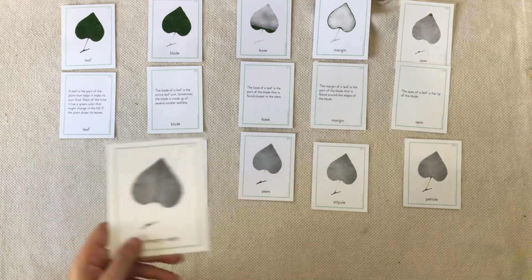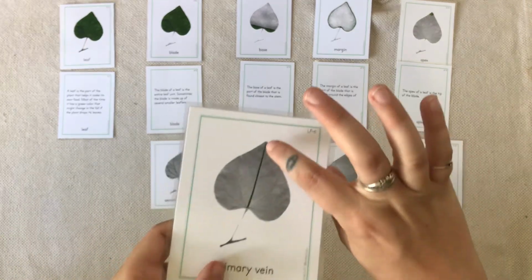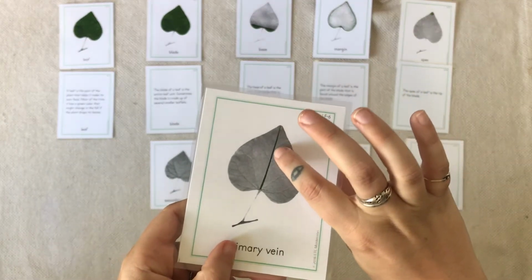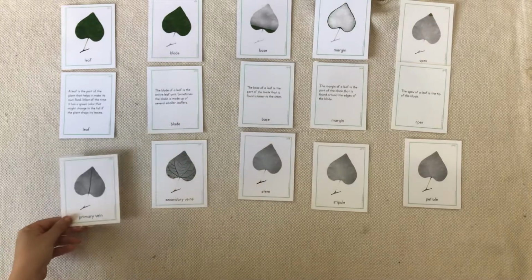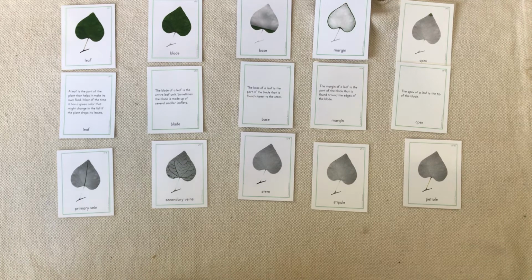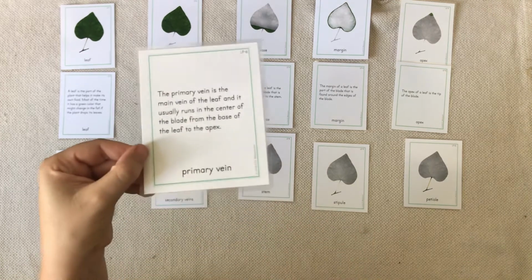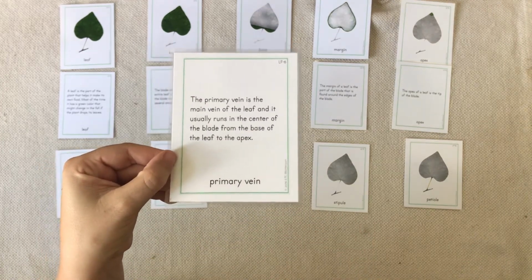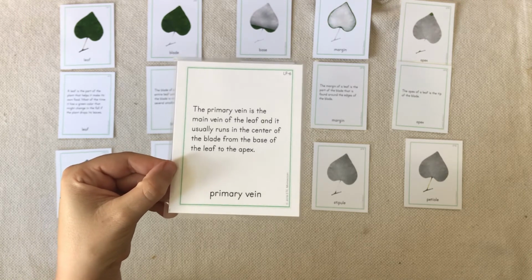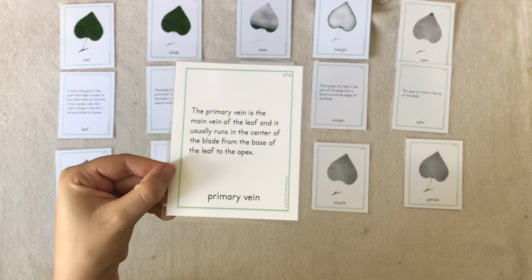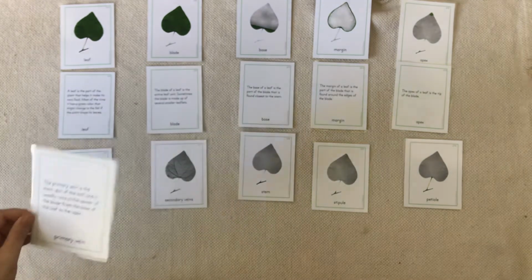Next, we have the primary vein. Do you see this dark line through the center of the blade? The primary vein is the main vein of the leaf, and it usually runs in the center of the blade from the base of the leaf to the apex.